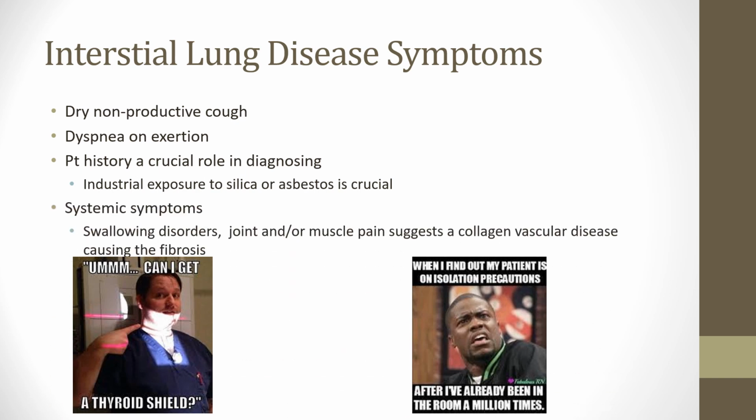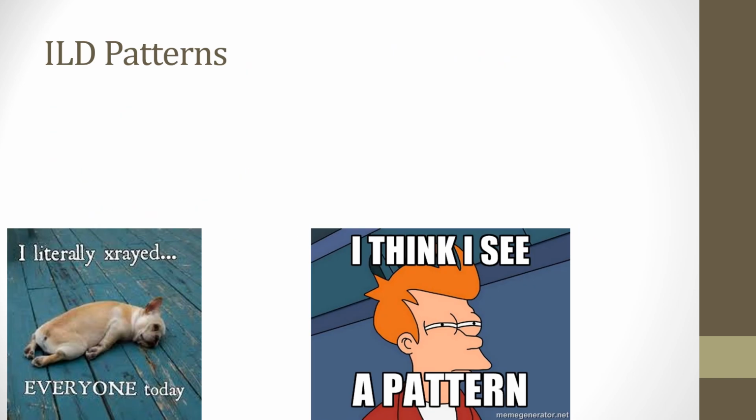So things that they might look at, some symptoms: joint and muscle pain, autoimmune. They might look at anything that's autoimmune as well, swallowing disorders. Things like that can help them look at that as a possibility with the x-rays.